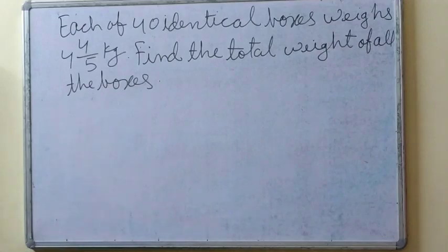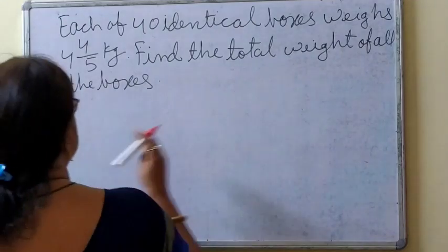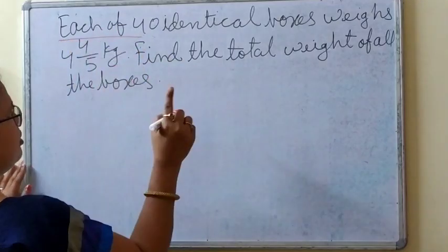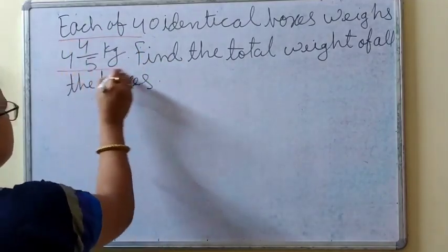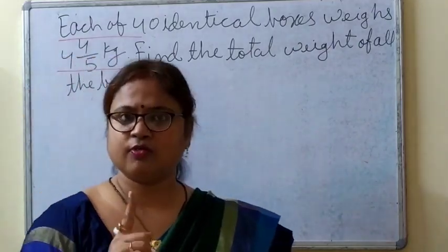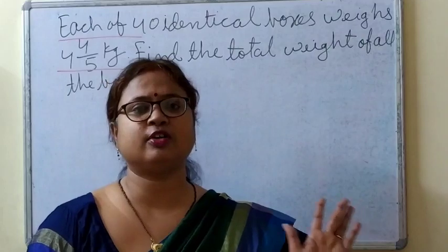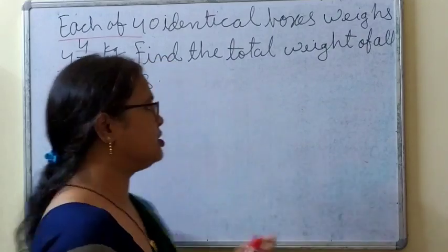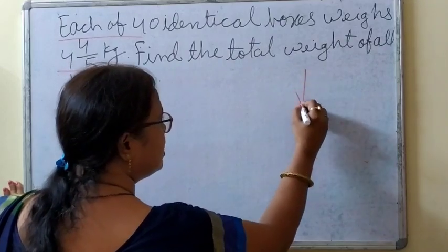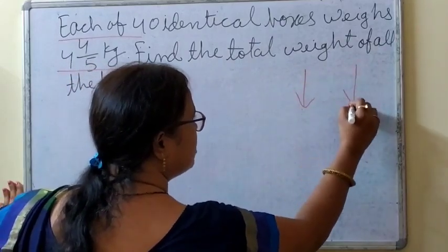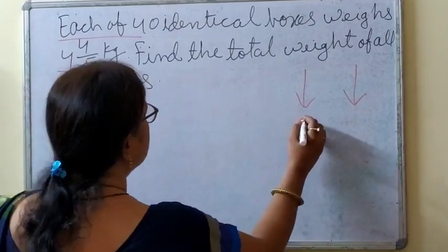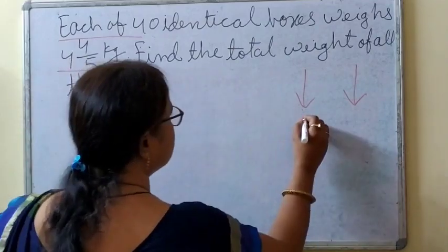Okay. Now, how will we solve it? Each of 4/5 means the weight of one box is this much. So the weight of 40 boxes will be what? The weight of one box is given. You have to find out the weight of 40 boxes. So again we can say that by using the arrow method, if one value increases, then the other value also increases. Clear?